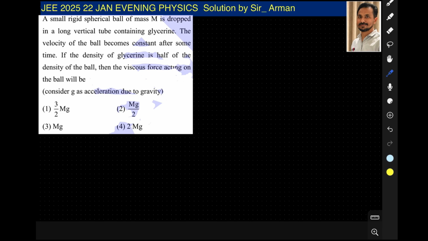ball will be. See, whenever something falls into a liquid, what will happen when an object falls into the liquid? In that case, the buoyant force acts vertically upward, and also the viscous force acts vertically upward. So two forces act vertically upward. One is the buoyant force and another is the viscous force, and one force acts downward, and that is mg.